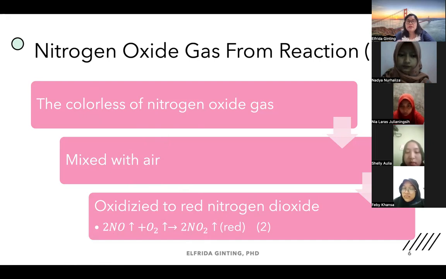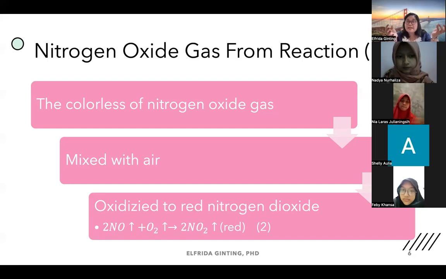Okay, NO2. So this is one way you analyze the cation of plumbum. You react it with HNO3, and after you react with HNO3, it will produce NO gas. The NO gas produced is colorless. And when the NO reacts with the surrounding air, which contains oxygen, it will oxidize the gas into NO2. So the colorless nitrogen oxide will become the red color of NO2.